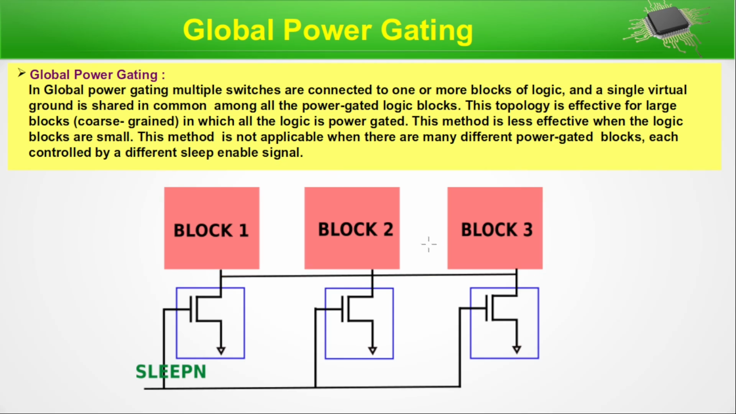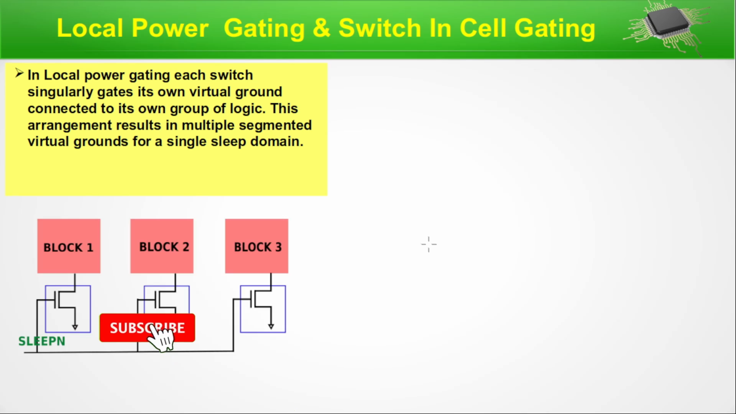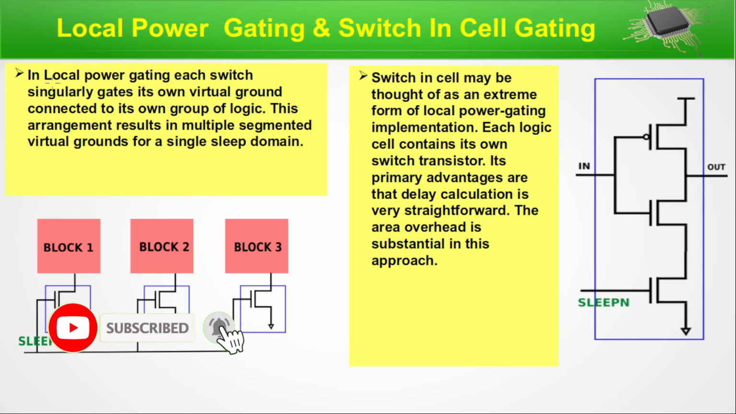Next is local power gating. In local power gating, each switch singularly gets its own virtual ground. The virtual grounds of all the blocks are not connected. That is not common. So each switch singularly gets its own virtual ground connected to its own group of logic. This arrangement results in multiple segmented virtual grounds for a single sleep domain. And this switch-in-cell may be thought of as an extreme form of local power gating implementation.